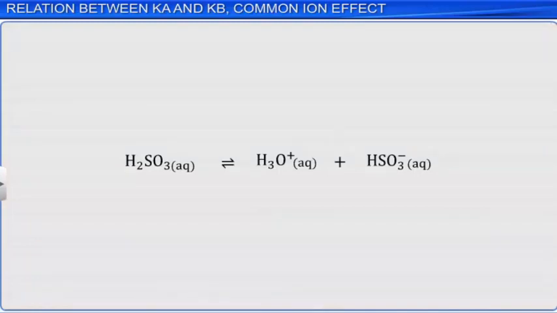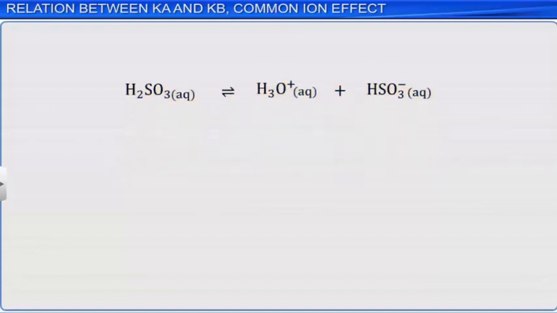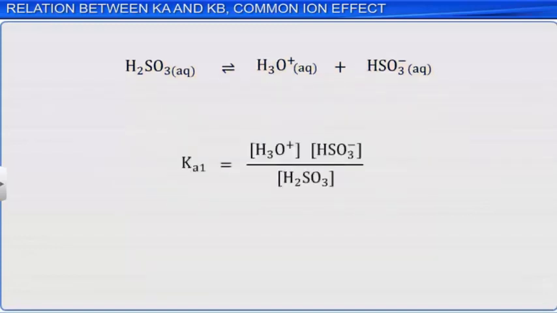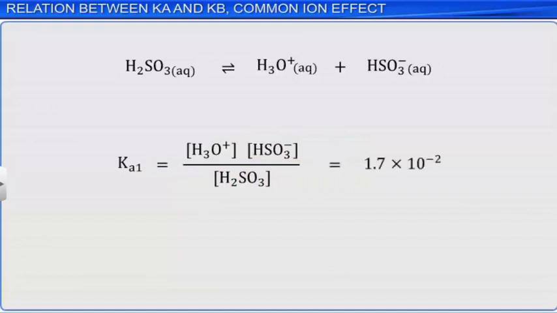Its ionization can be represented in the form of an equation as H2SO3 (aq) in equilibrium with H3O+ (aq) and HSO3- (aq). The first acid dissociation constant, represented by Ka1, is equal to the product of the concentration of H3O+ and HSO3- divided by the concentration of H2SO3. Experimentally, its value is found to be 1.7 × 10^-2.